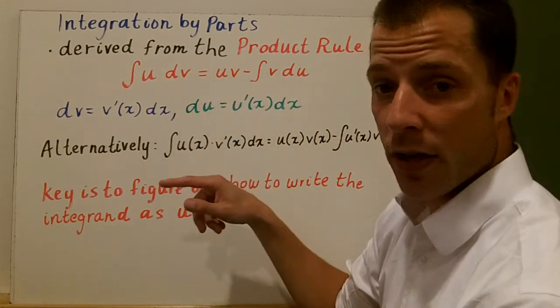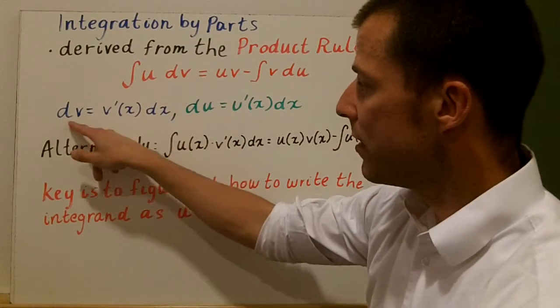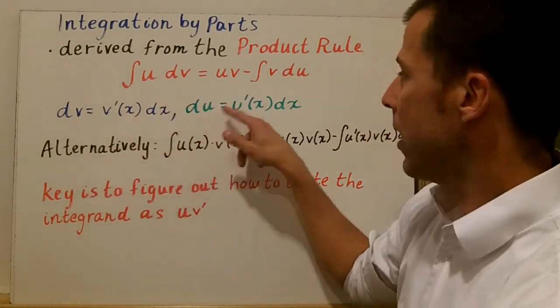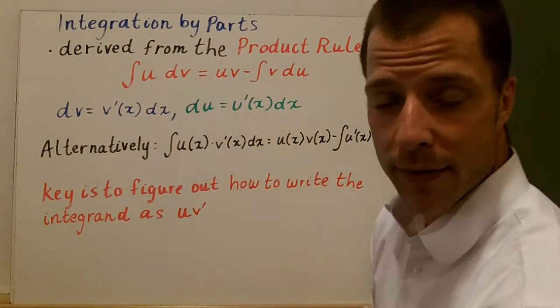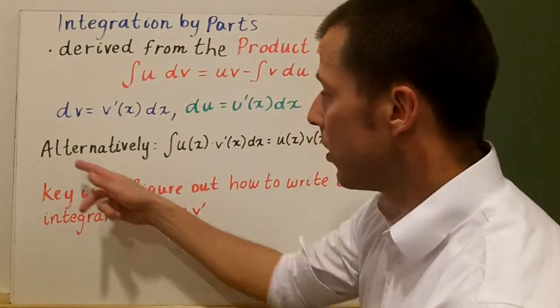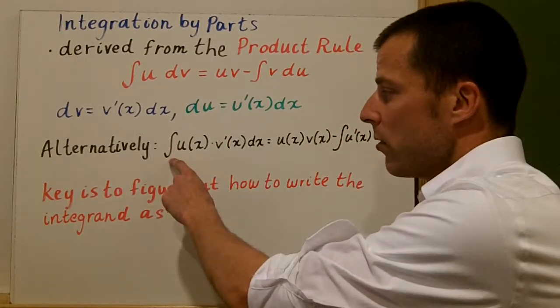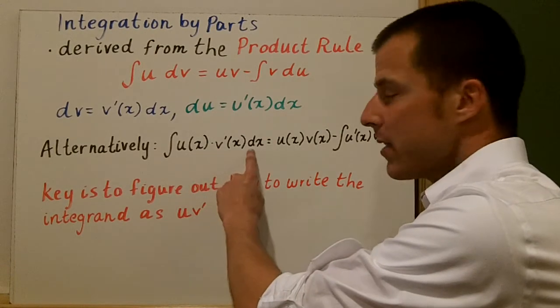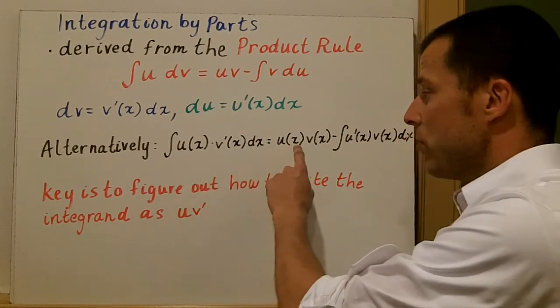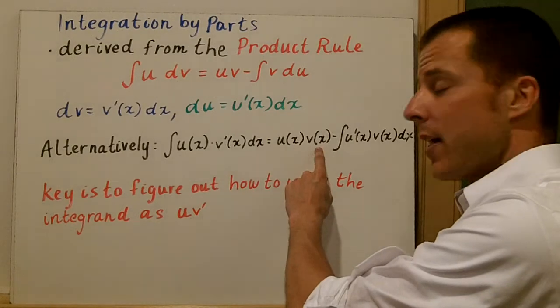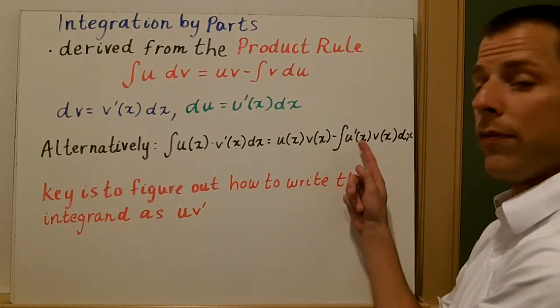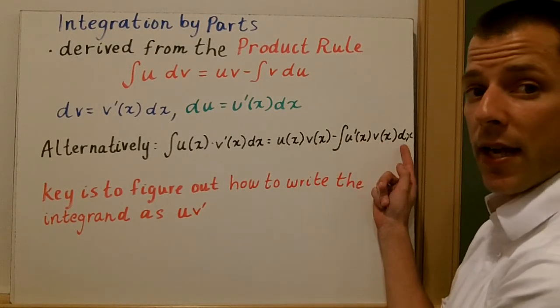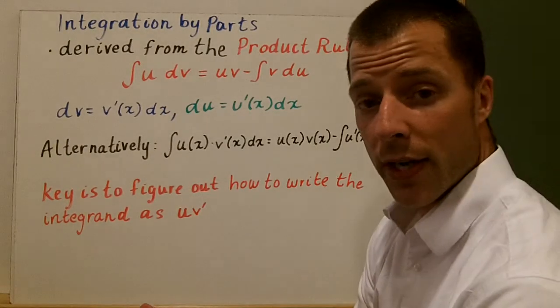Now, u and v are functions, and dv is equal to v prime of x, and du is equal to u prime of x. So, alternatively, we can use the integral of u of x times v prime of x dx. That's equal to u of x times v of x minus the integral of u prime of x times v of x dx. Now that's a lot of things going on.